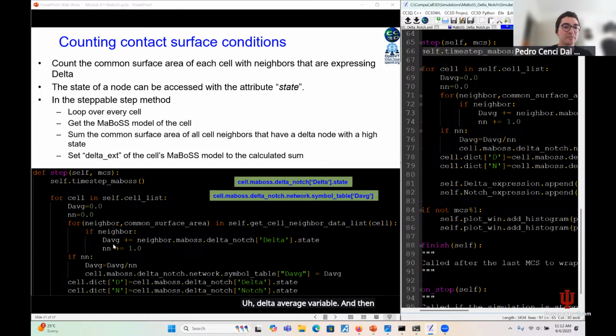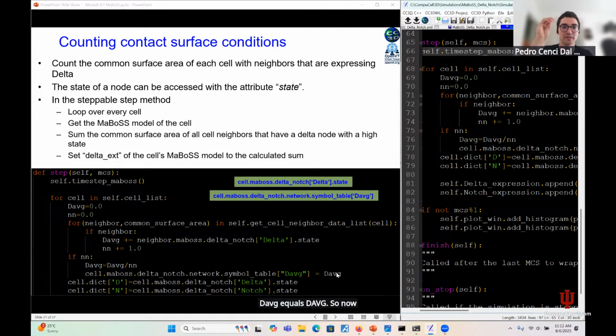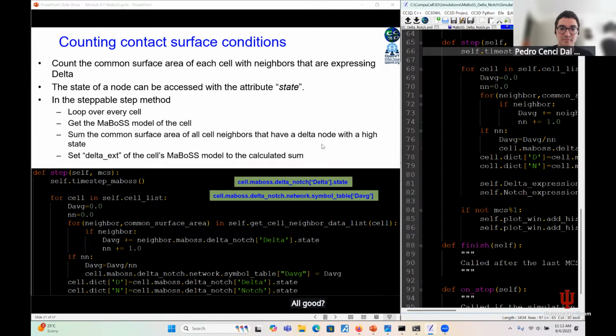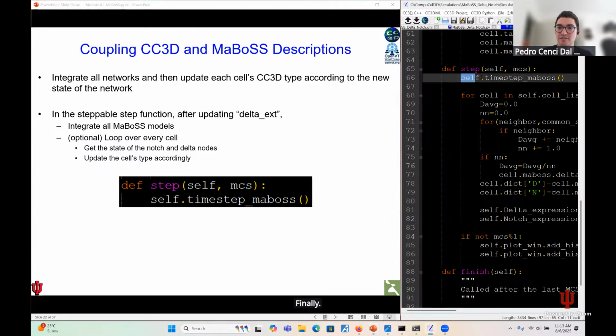And then after we have our average, we pass this back to our network. So we do cell.maboss.delta-notch.network.symbol table, DAVG equals DAVG. So now we are informing our network. We are passing the value from outside the CompuCell3D to the inside the MaBoSS network. So to get the state of a node, dot state. Finally, stepping MaBoSS, self.timestep MaBoSS, and you do that every step.